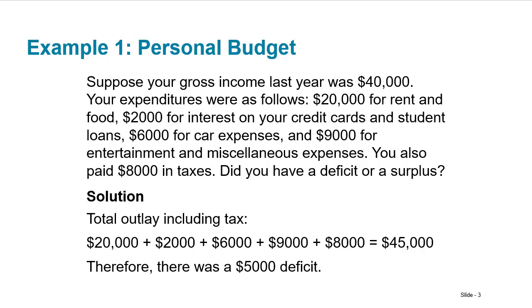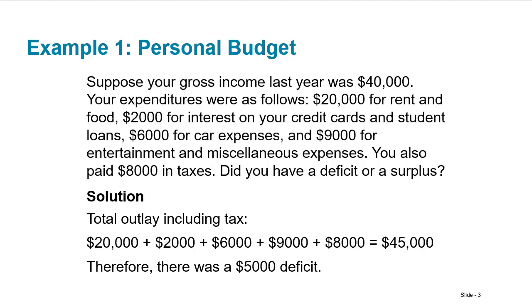So suppose your gross income last year was 40,000. Your expenditures were as follows: 20 grand for rent and food, 2,000 for interest on your credit cards and student loans, 6,000 for car expenses, 9,000 for entertainment, miscellaneous expenses. You also paid 8,000 in taxes. Did you have a deficit or a surplus?